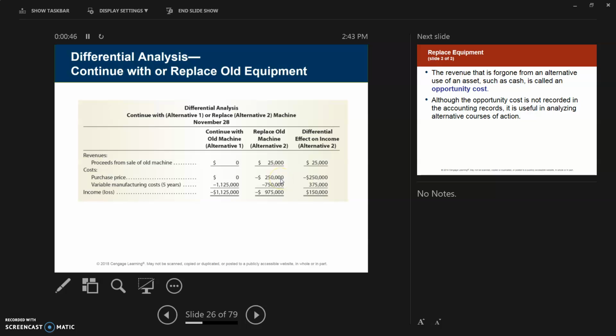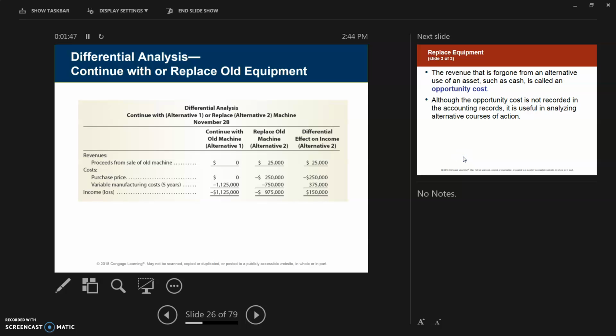If we replace the old machine, well, then we'll have $25,000 coming into our pocket from its sale. We'll have to spend $250,000 for a new machine. But down here, our variable manufacturing costs, I think it was $150,000, over 5 years will be $750,000. That's a big difference. So if we go ahead and do our differential analysis and we subtract alternative 2 minus alternative 1, these are our differences, showing us a difference in income of $150,000. And we can see that replacing the old machine provides a $150,000 benefit to net income over continuing with the old machine. All right, so that is your differential analysis for the scenario of continuing or replacing a piece of equipment.